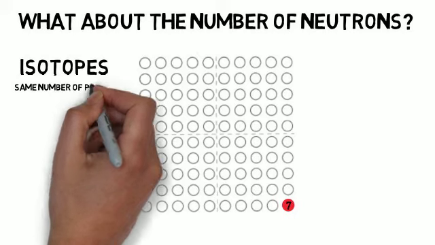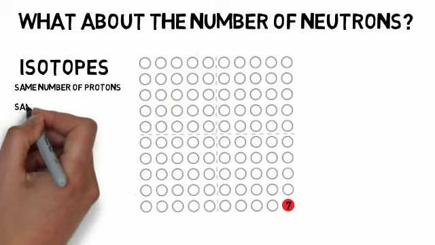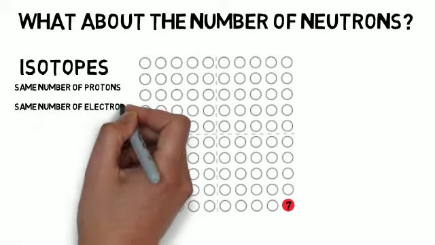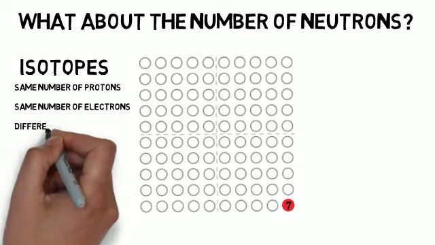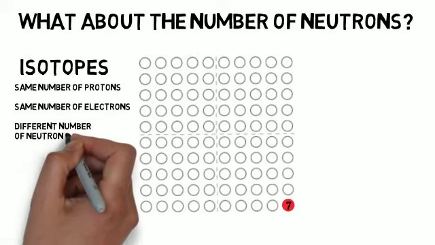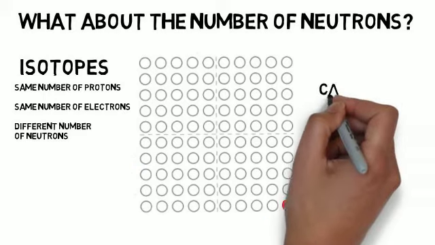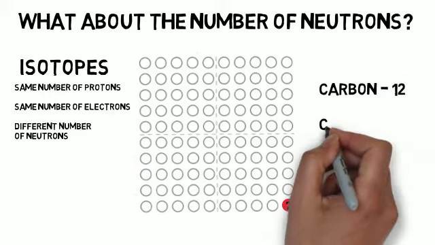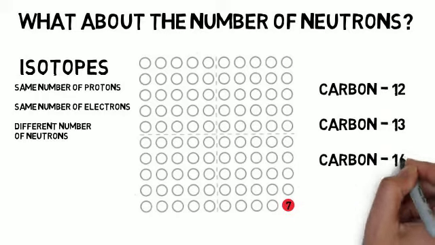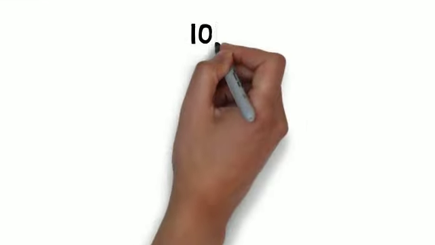And that's where we have what we call isotopes, where we have the same number of protons, the same number of electrons. The only thing that is different is our number of neutrons. And for carbon, we can actually have 3 isotopes. And we call them carbon-12, which is our main one, carbon-13, which has 7 neutrons, and carbon-14, which has 8.